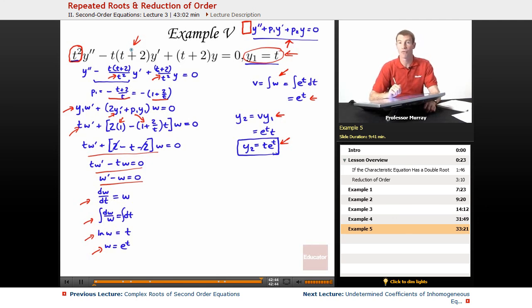We use reduction of order to start with one given solution and find the second solution. So that's the end of our lecture on repeated roots and reduction of order.